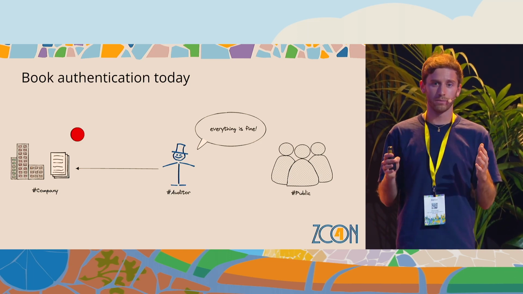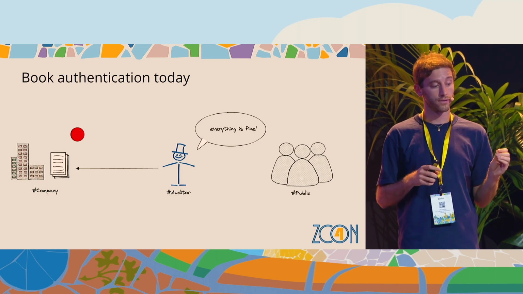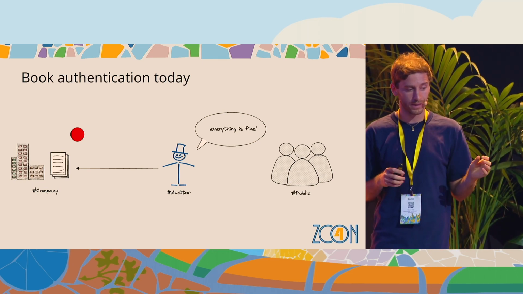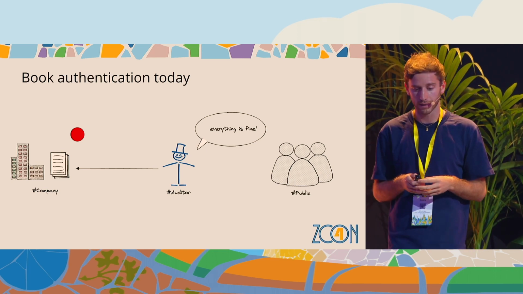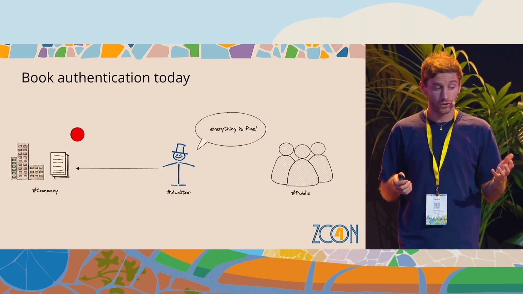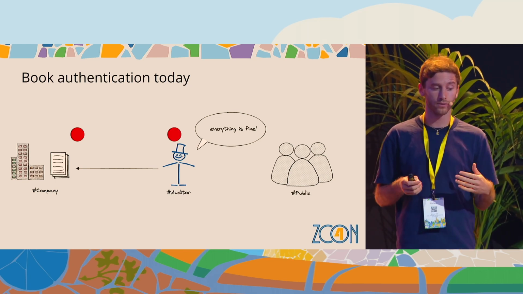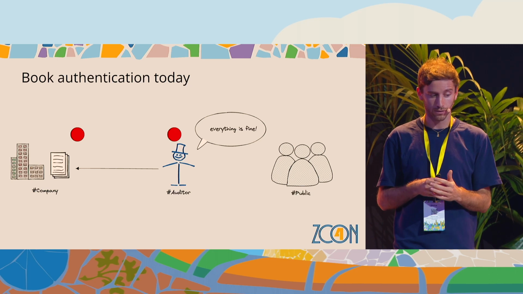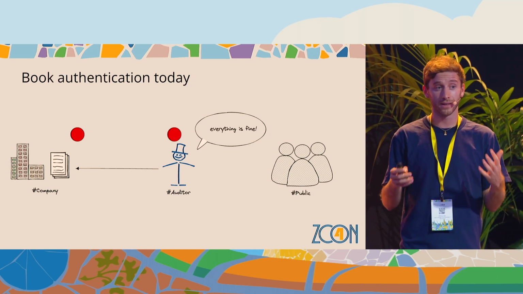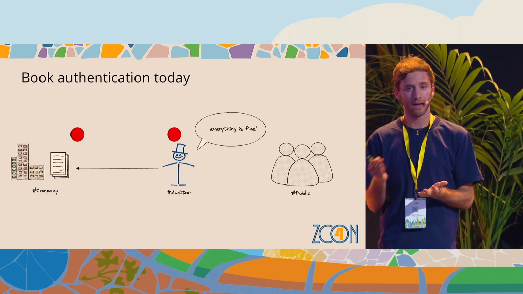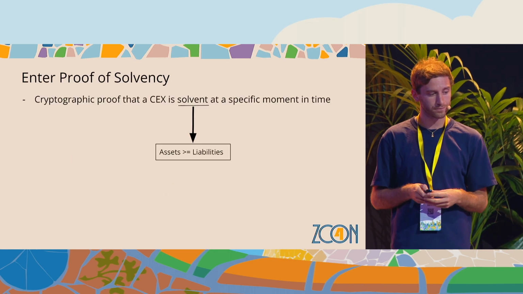But there are two big trust assumptions in this system. First of all, we have to trust the company that they compile the books correctly, so they are not cheating when compiling the books. And the second point is the auditor. We need to trust that the auditor is also not cheating, and is competent enough to understand if everything is working fine or the company is trying to hide something.